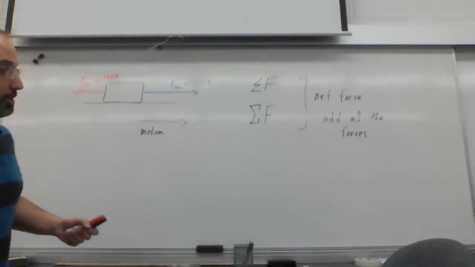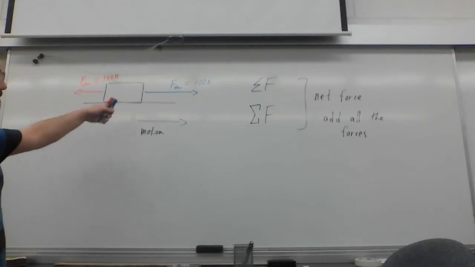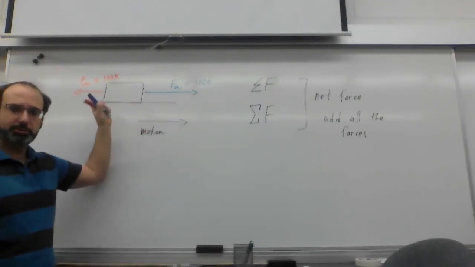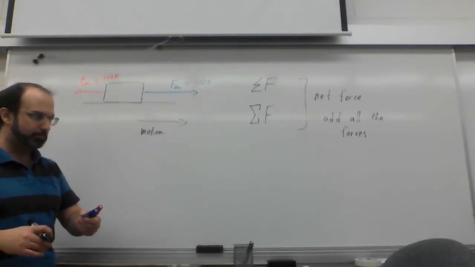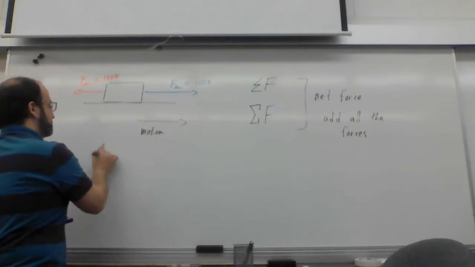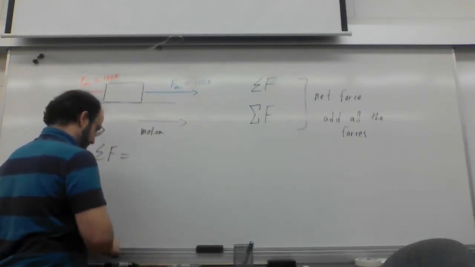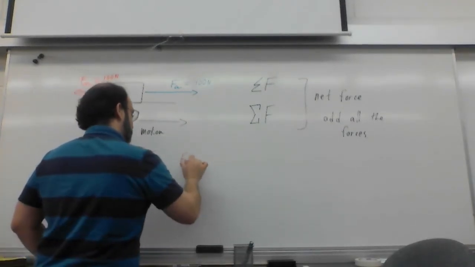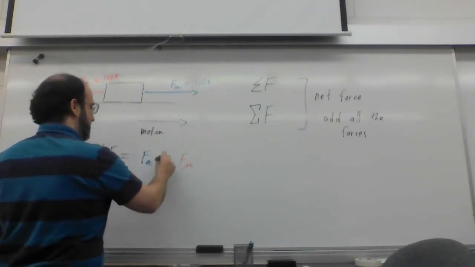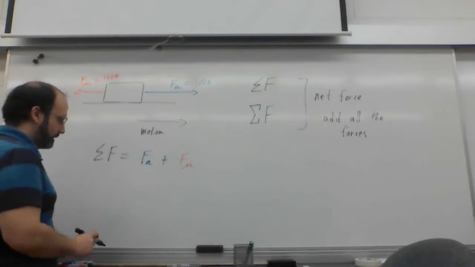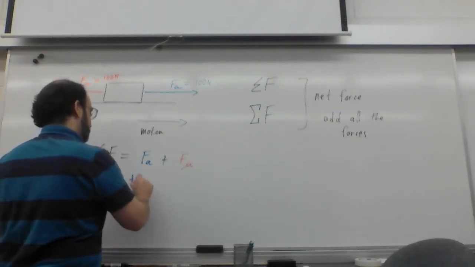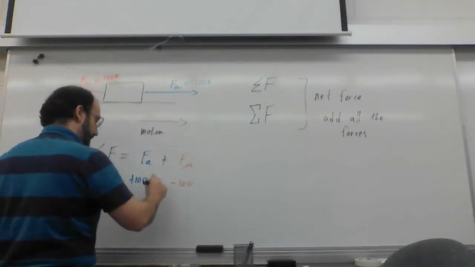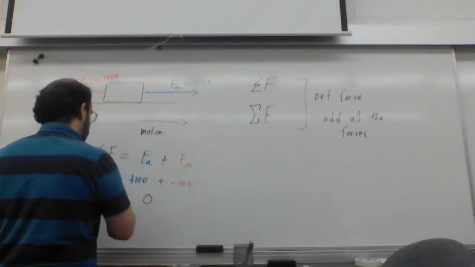So if I add all these forces, well, let's look at this. These are vectors. We know how to do one-dimensional vector addition. This is 100 going right. This is 100 going left. If I add those two up, I just get 0, right? Because this is going to be the sum of forces is equal to the force applied and the force of friction. And I'm going to add them because that's what sum means. Then I write down the numbers. This is plus 100. This one is minus 100. And I add them. Well, in total, this will be 0.